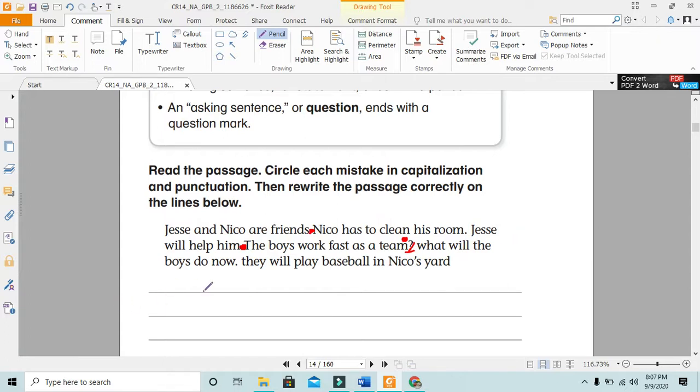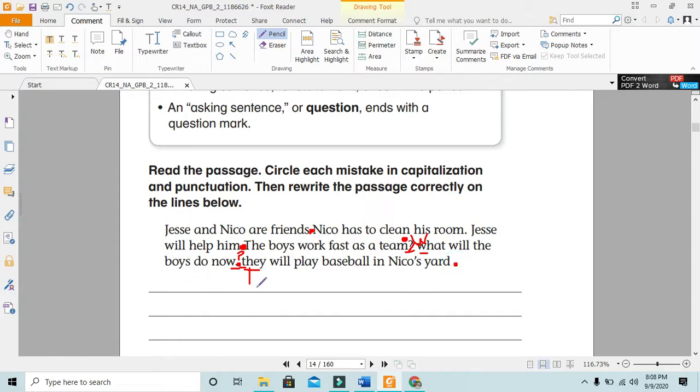What will the boys do now? Oh, in the beginning we have to start with capital, so the W here should be capital. What will the boys do now? It's a question, so write a question mark. That's great. They will play baseball in Nico's yard. Again, we started a sentence, so it should be capital T. And we have to finish our sentence with a period.